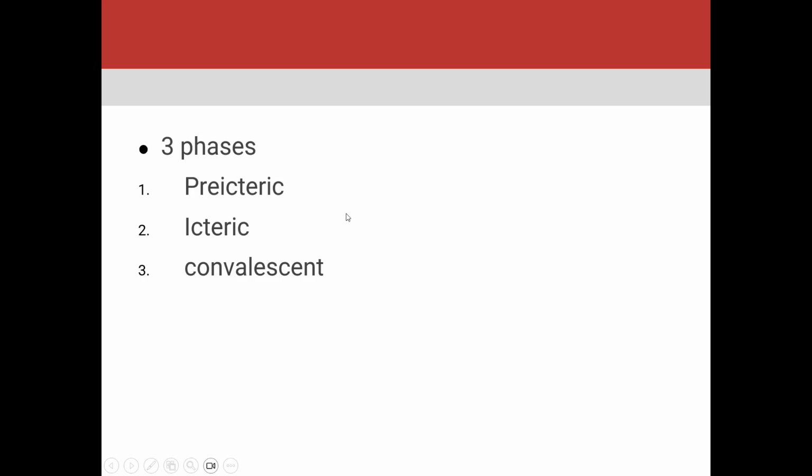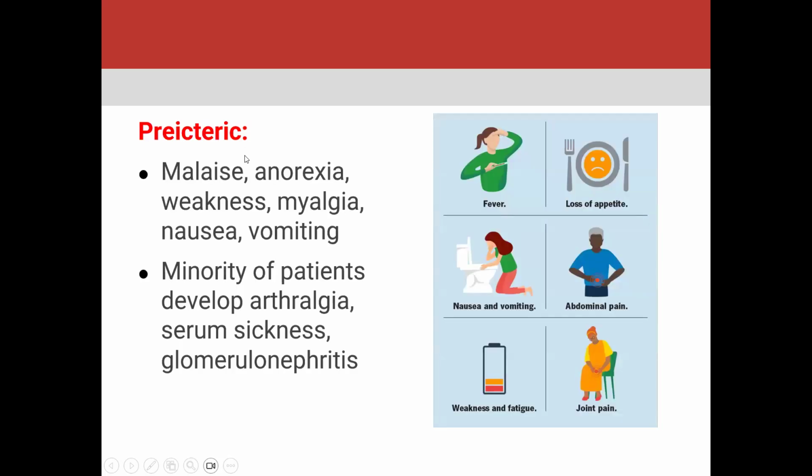If you see the symptoms in the pre-icteric phase, what are the symptoms we can see? Malaise, anorexia, which means loss of appetite, and weakness. Also fatigue, weakness, and myalgia, which is pain in the muscles. Then nausea and vomiting, fever, and abdominal pain. These are all symptoms of the pre-icteric phase.